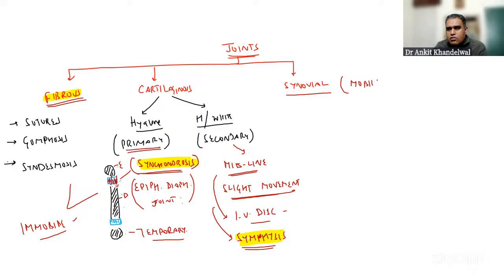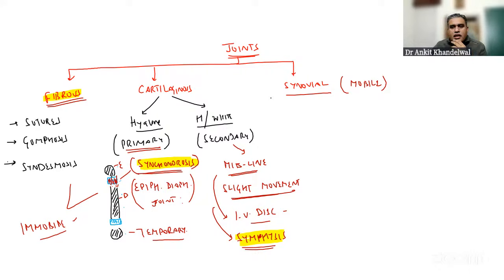Most of the movements which you are doing, like even I'm talking right now, my lower jaw is moving. So there's a joint over here, temporomandibular joint. You can feel whenever we move our mandible, when we speak, there's some movement over here. When I'm moving my hand, there's a movement. These are all synovial joints.